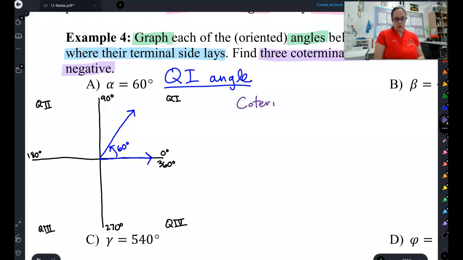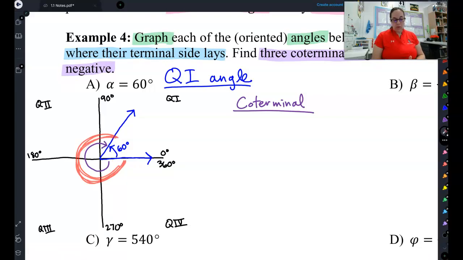So let's find our coterminal angles. Let's go ahead and find the negative one first, because the negative one will be the same terminal side. I'm just going to go clockwise instead of counterclockwise. So I need to find this amount right here. Now, I know that the entire circle is 360. So I can do 360 minus this 60 here, and that will give me what's left. And I make it negative because of the direction I'm going.